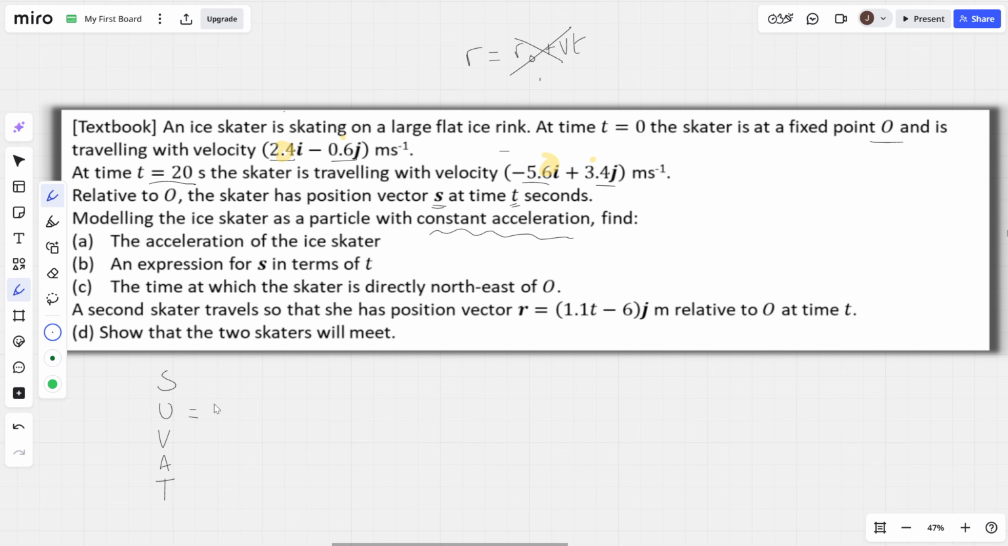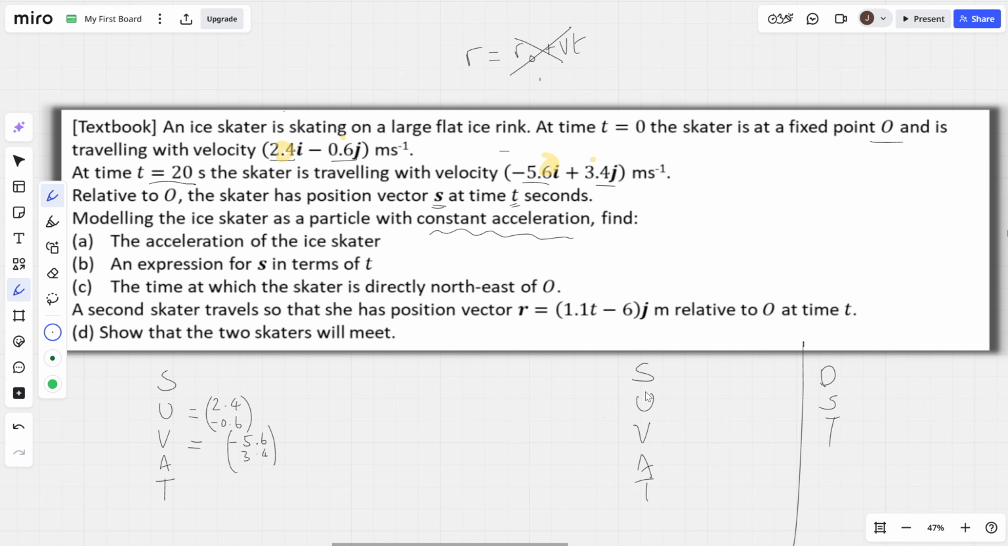So the initial velocity, if you like, is 2.4 and minus 0.6. You can just write them out as vectors. Velocity is a vector, that's a vector, so it's fine. And then you could do the same for this one here. So we could do minus 5.6 and 3.4. I don't normally write it this way. I think it's a bit clumsy, but it does work just fine. In fact, in projectiles before, you might remember us doing suvat and doing them separately. So yeah, we can do that.